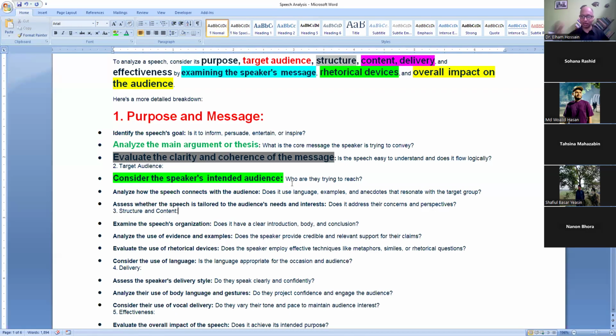So while you are analyzing a speech, you have to think of this aspect, whether the speaker has rightly chosen the audience or is doing justice to the audience or not. If he can do it successfully, then this delivery is successful. If he can't do it, he is not successful.